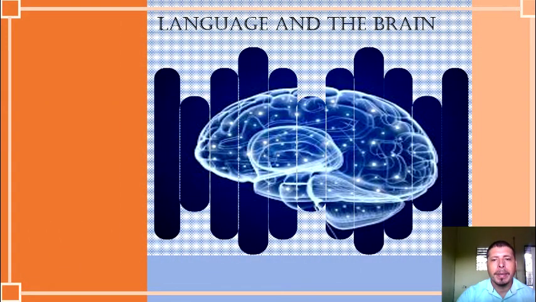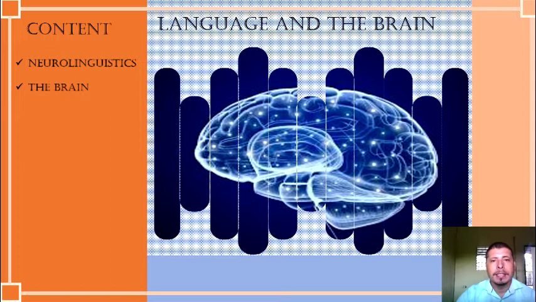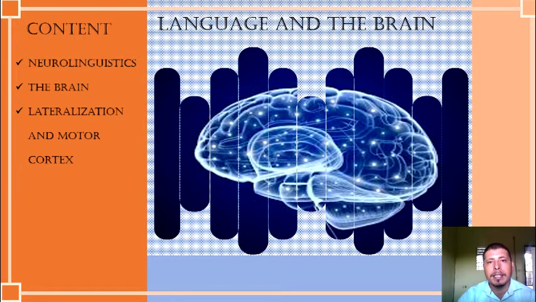Okay, so we have the topic language and the brain. Here, we're going to see some of the content that we're going to be looking at throughout this presentation. The first topic will be neurolinguistics. Neurolinguistics is related with the study of the language. Then we're going to see the brain. We're also going to see lateralization and motor cortex and how that is essential and vital to language.